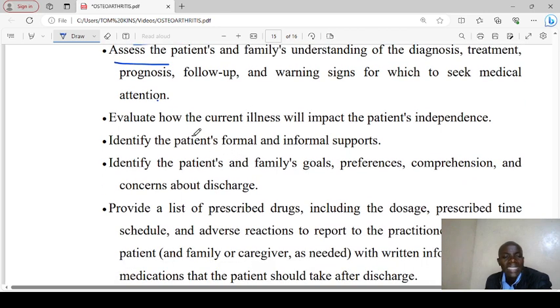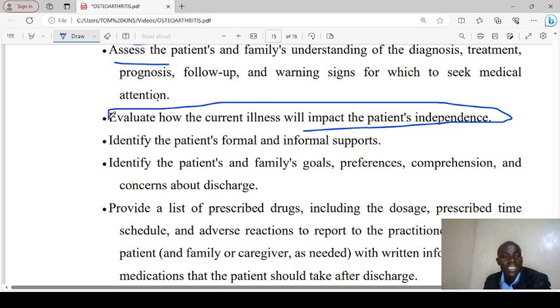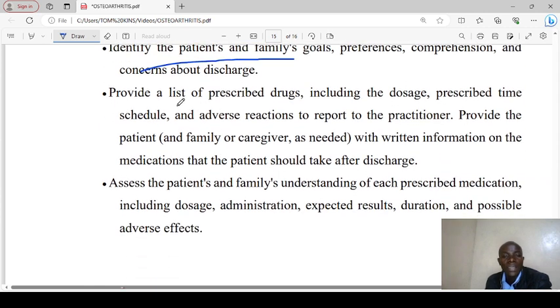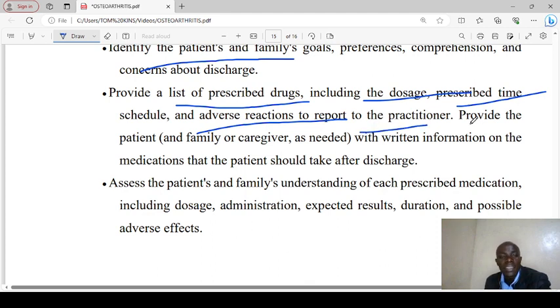The RN also evaluates how the current illness will impact the patient's independence. Remember, the role of the nurse is to treat the human response to illness. Identify the patient's formal and informal supports. Identify the patient's family and family goals, preferences, comprehension, and concerns about the discharge. You need to provide a list of prescribed medications, including their dosages, the prescribed time schedule, and adverse reactions to report to the practitioner, and provide the patient with written information on the medication that the patient should take after discharge.